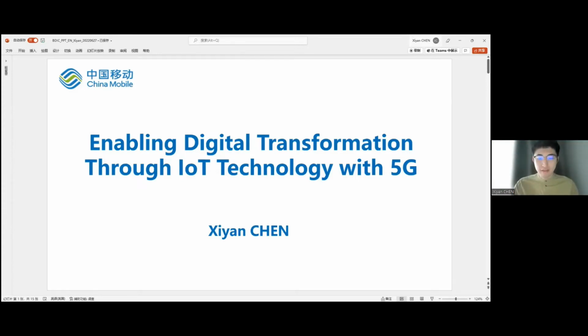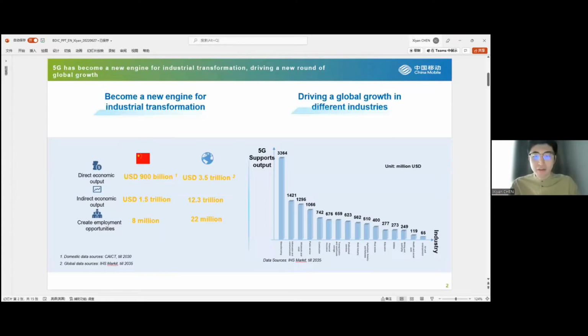Hello, everyone, and thank you for joining us today. Today I will talk about enabling digital transformation through IoT technology with 5G networks. Firstly, we talk about 5G networks. I get a lot of questions about why we are having 5G networks and what the benefit of 5G networks is. Firstly, we can see some figures here.